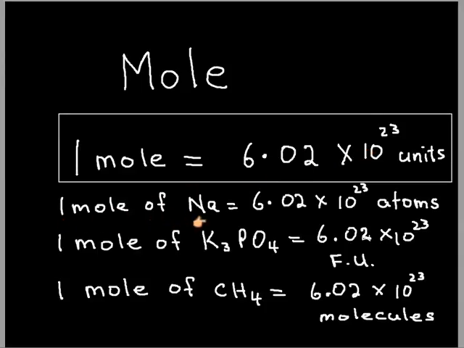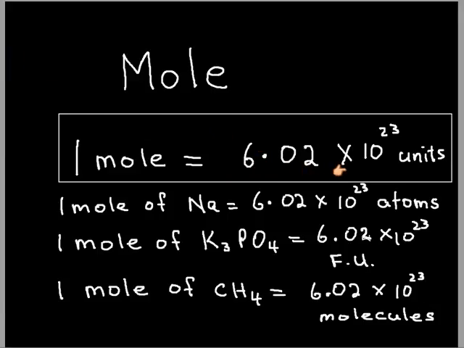So 1 mole of sodium would be 6.02 by 10 to the 23 atoms. Or 1 mole of potassium phosphate is 6.02 by 10 to the 23 formula units. Or 1 mole of methane is 6.02 by 10 to the 23 molecules.